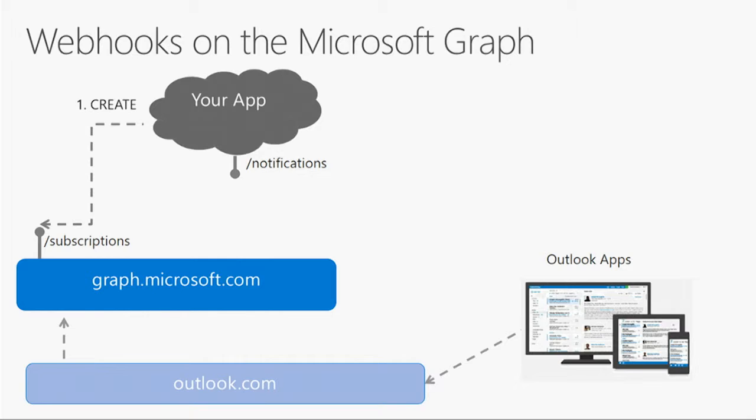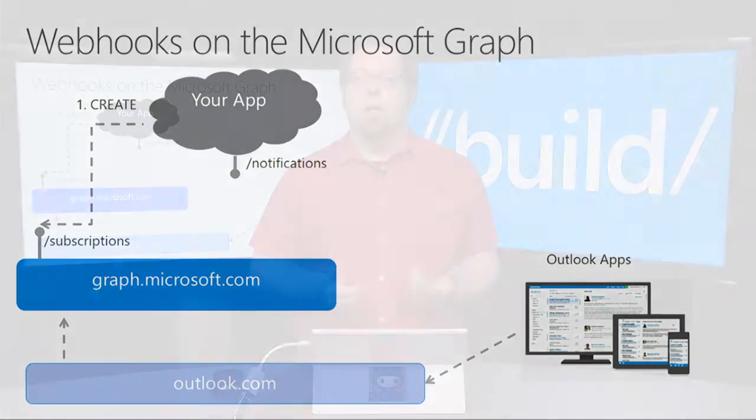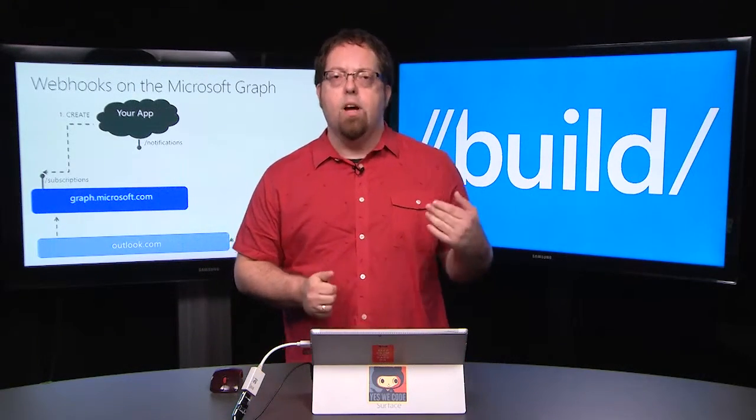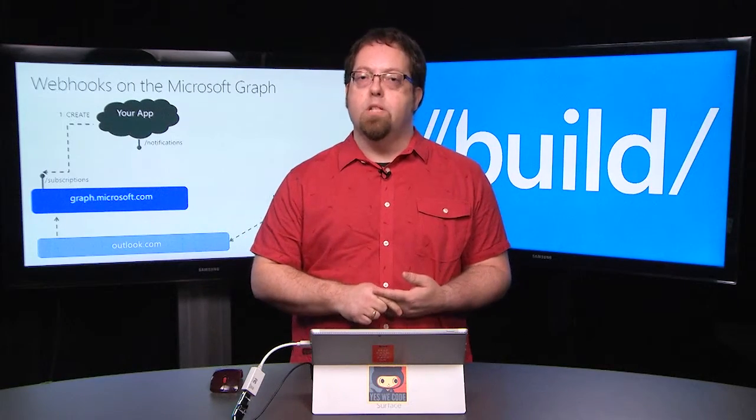So I'm going to create that subscription and I'm going to pass in the notification URI endpoint. I'm going to pass in the resource I'm interested in. At the moment, the first set of resources that we're making available through webhooks are the Outlook resources of mail, calendar, and contacts. So I'm going to pass one of those in. And I'm going to pass the type of notification that I'd like to be presented with: creation, update, or deletions. And finally, I'm going to pass in the expiration time of my subscription.